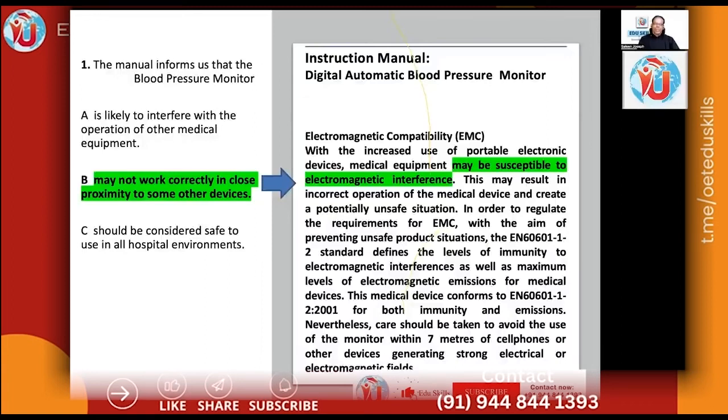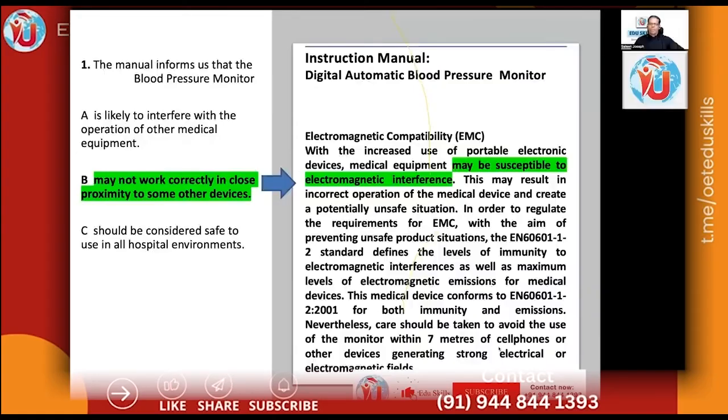So they will ask what are the manual instructions given for the functioning of this blood pressure monitor. And it says the compatibility, you know, this medical device conforms to the immunity and emission, manual instructions. So compatibility sets. So may not work correctly in close proximity to some other devices. Nevertheless, the caution is given. Caution is important always. Nevertheless, care should be taken to avoid the use of the monitor within 7 meters of cell phones or other devices generating strong electrical or electromagnetic fields. Answer is here, okay? You should not use it in the close vicinity of cell phones and other devices.